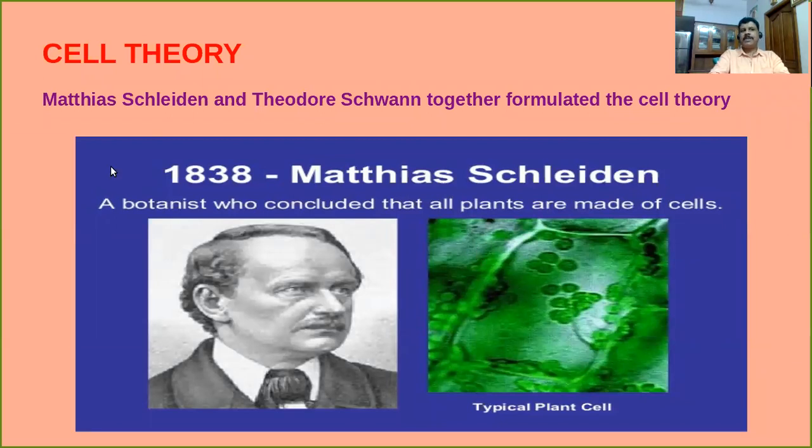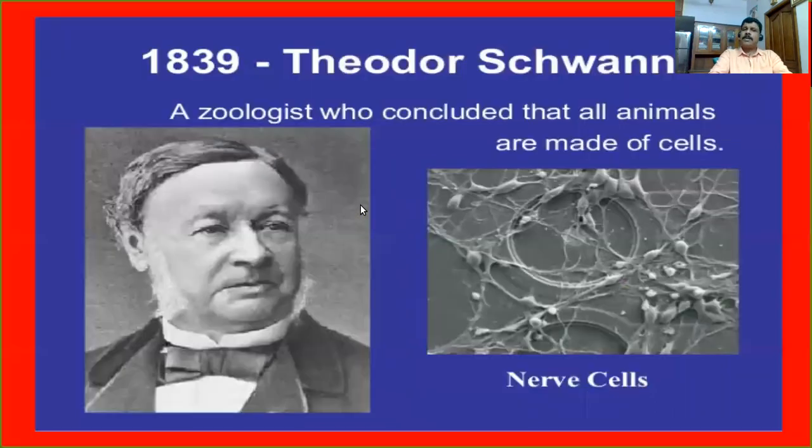Okay? Dear students, two scientists, Matthias Schleiden and Theodor Schwann, together formulated the cell theory. First of all, Matthias Schleiden in 1838, he concluded that all plants are made of cells. Okay, he is actually a botanist. Again in 1839, another important scientist, Theodor Schwann, he concluded that all animals are made of cells.